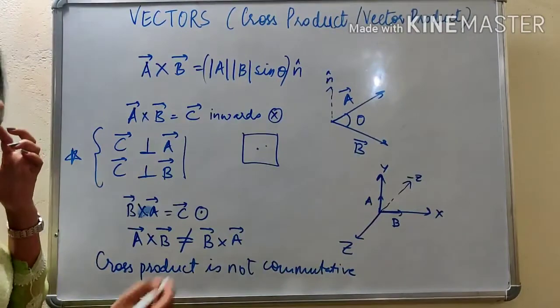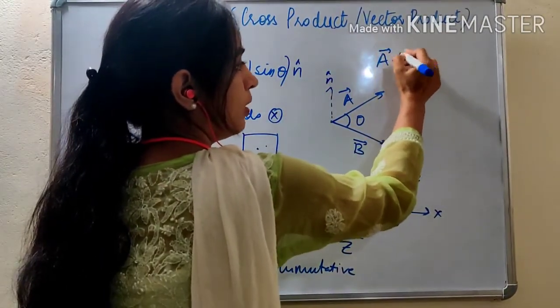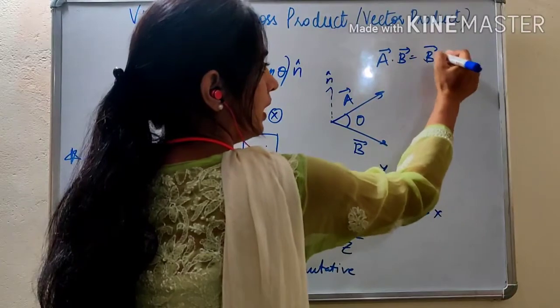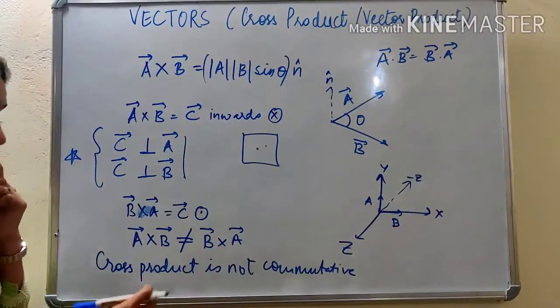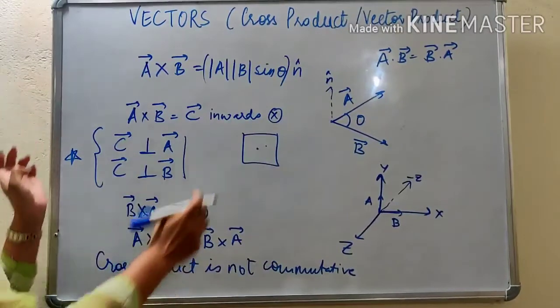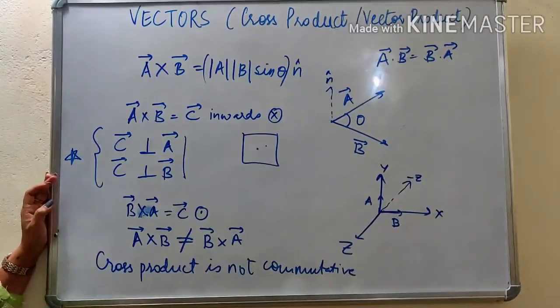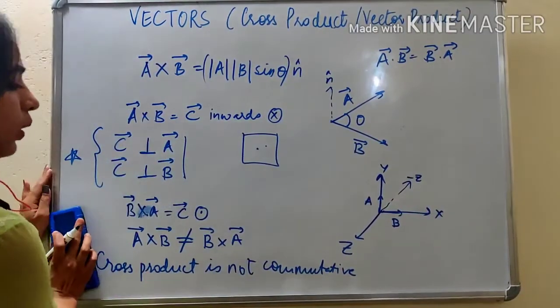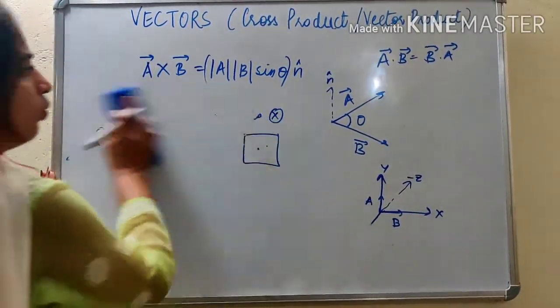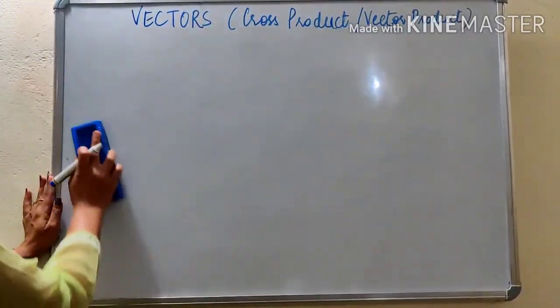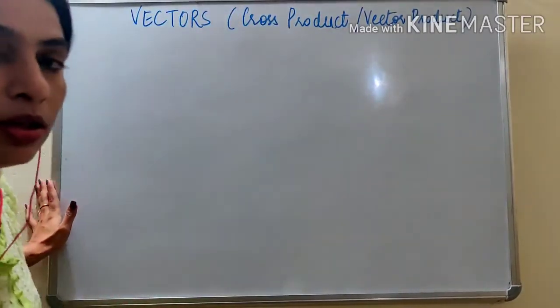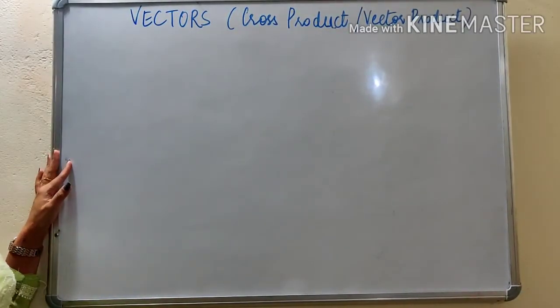Dot product was commutative. Remember, we proved that A dot B is equal to B dot A. Okay, dot product is commutative, but cross product is not commutative because the direction in both the cases is different. So this is about the cross product, and what you have to remember is that the cross product of two vectors is a vector which will have magnitude AB sine theta, and the direction will be perpendicular to the plane in which both the vectors lie.